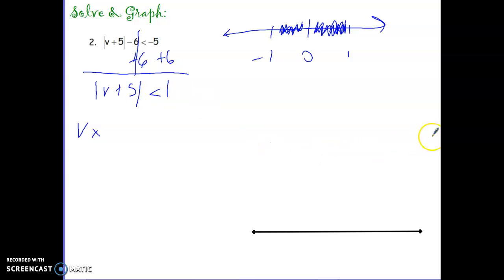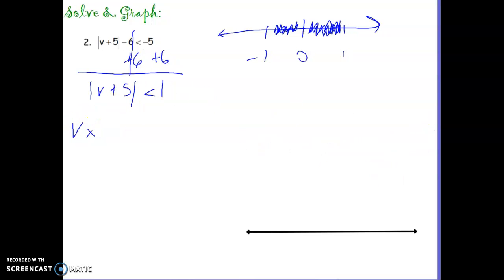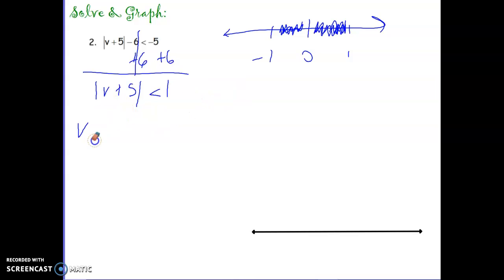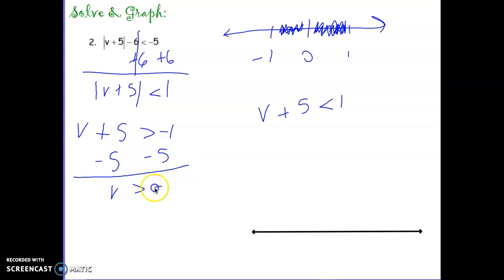So, oh, that's a terrible looking plus. v plus 5 is greater than -1 because I'm on the right-hand side of -1, and v plus 5 is less than +1 because I'm on the left-hand side of +1. All right, if I solve both of those, v is greater than -6, and over here, subtracting 5, I get v is less than -4.